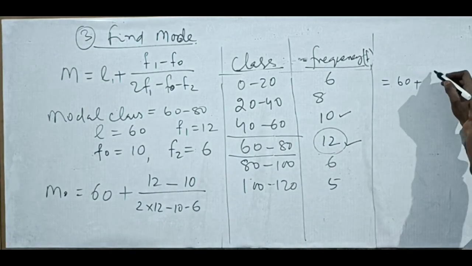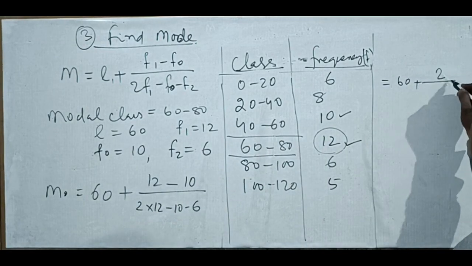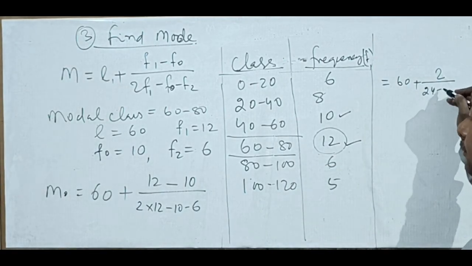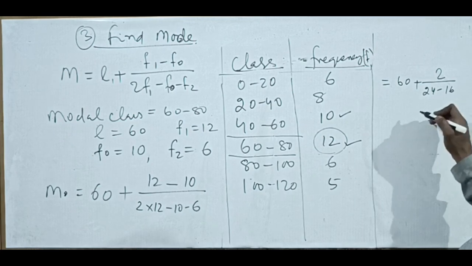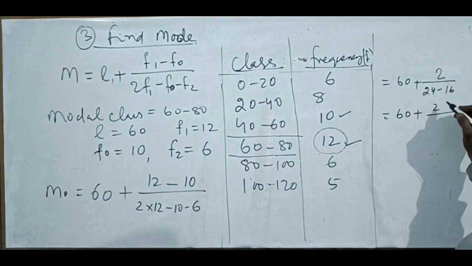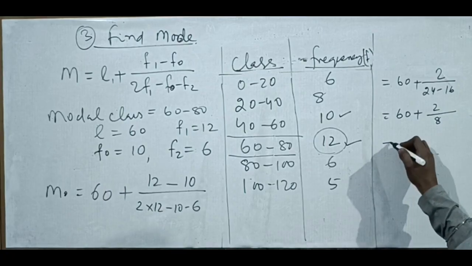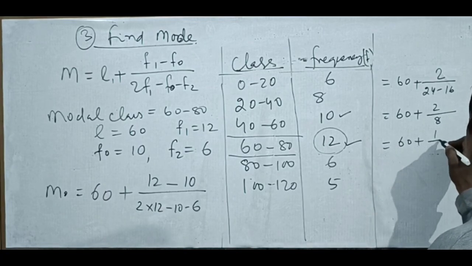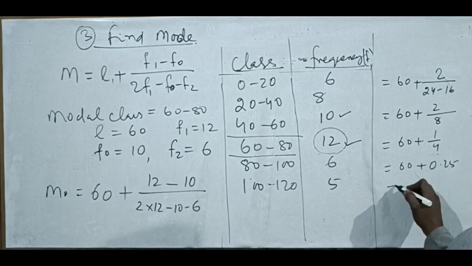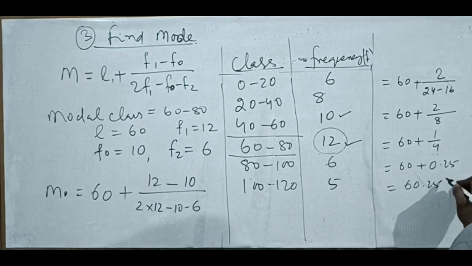Okay. 12 minus 10 will be 2, and 12 twos are 24 minus 6 is 8. Okay. 60 plus 2 by 8, 60 plus 1 by 4, 60 plus 0.25. That means 60.25. Okay. So this gives rise to your answer in a very short time.